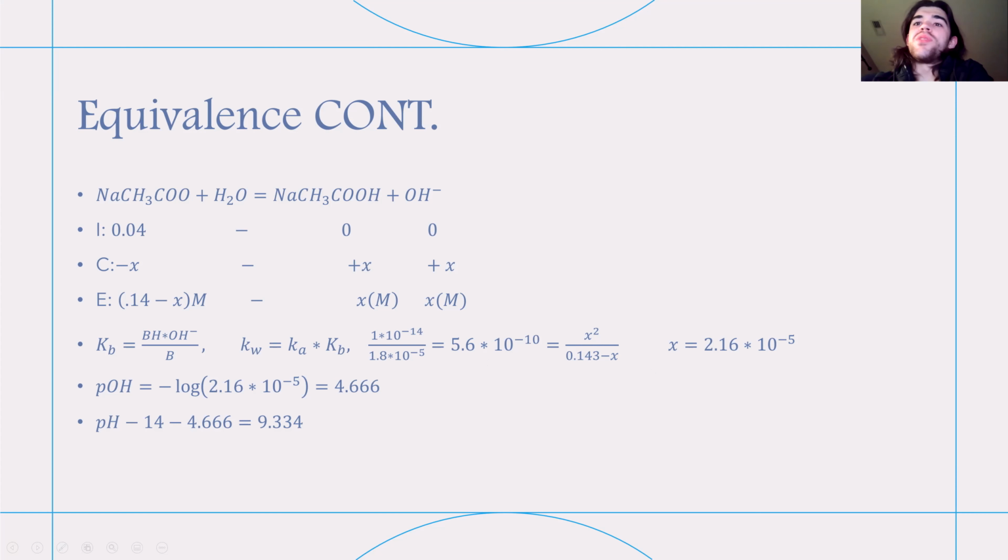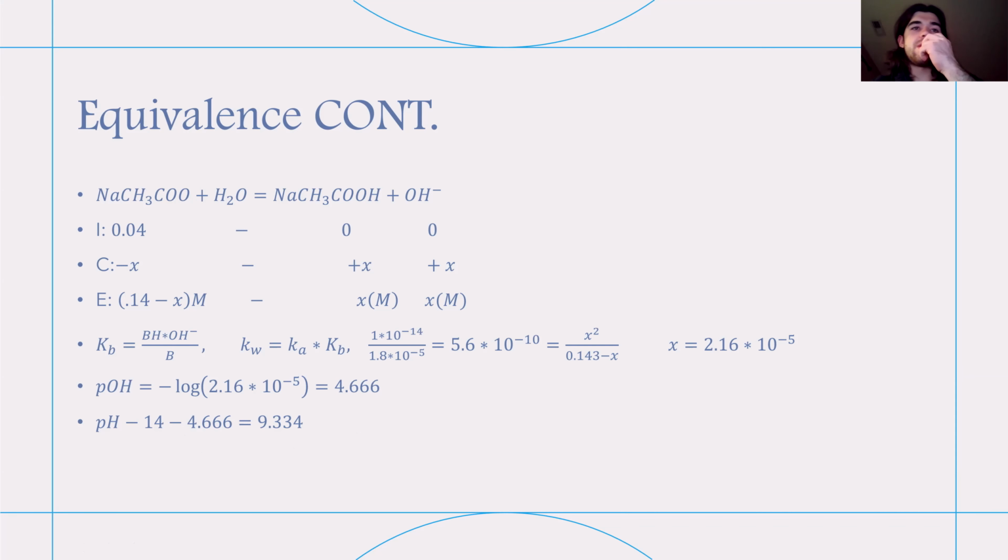Yeah, it's good bookkeeping, I reckon. So we get an x, so that x equals 2.16 times 10 to the negative fifth, which then we can plug in over here to find our pOH. So we plug it in, we get a negative log of that, that equals 4.666. And now to find our pH, it equals, that should be an equal sign right there, my bad. It was 14 minus 4.666 repeating, which ends up with a pH of 9.334. That's our pH at equivalence.